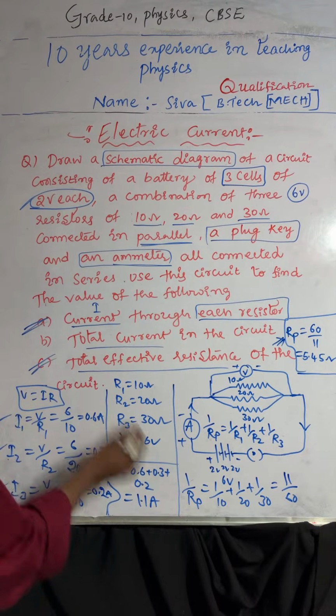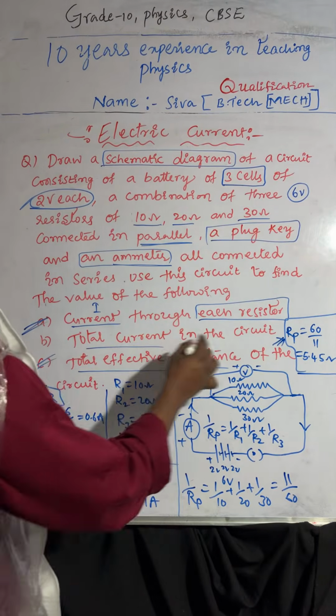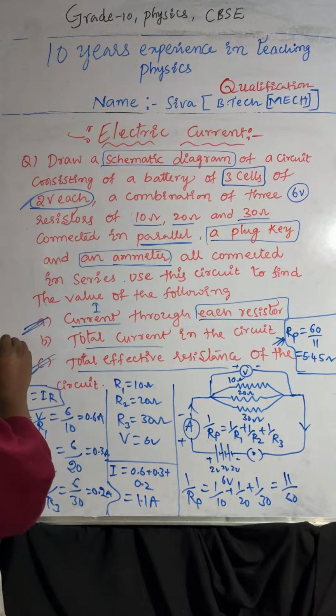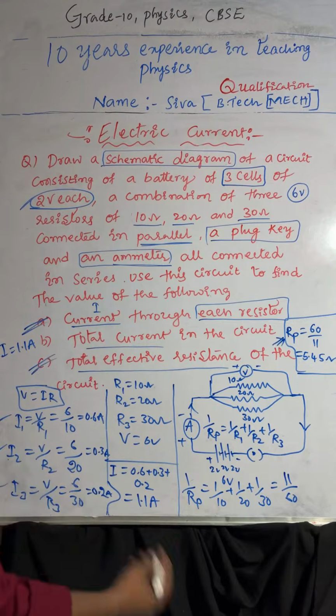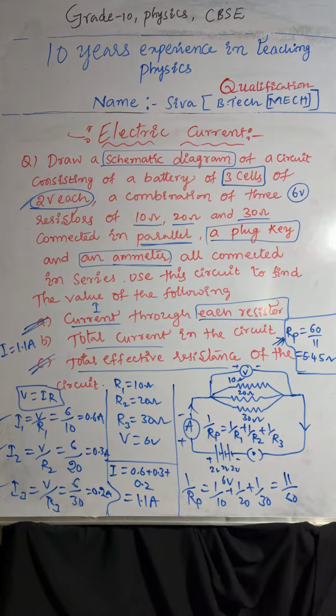And current through each resistance. The total current in the circuit is I equal to 1.1 ampere. So each resistor, we got it. Check once here, is it correct or not? Let me know. Is it clear? So check once the answer. 60 by 11, you will get 5.45.